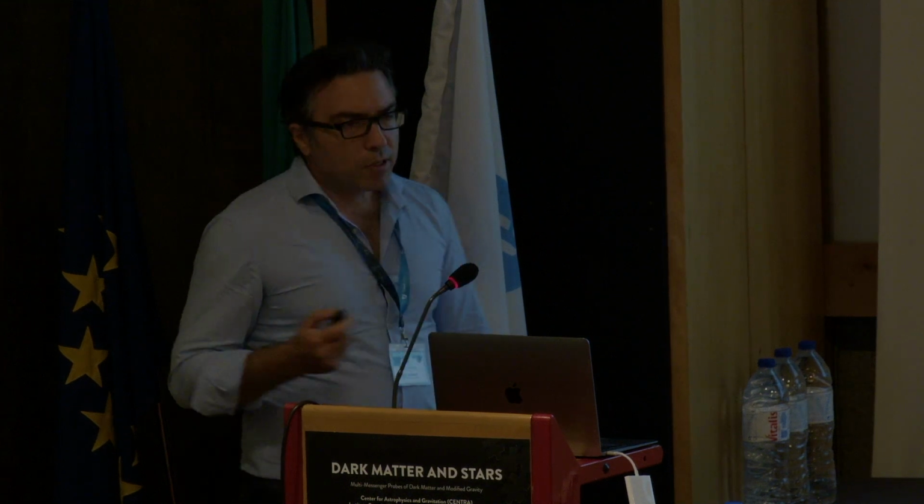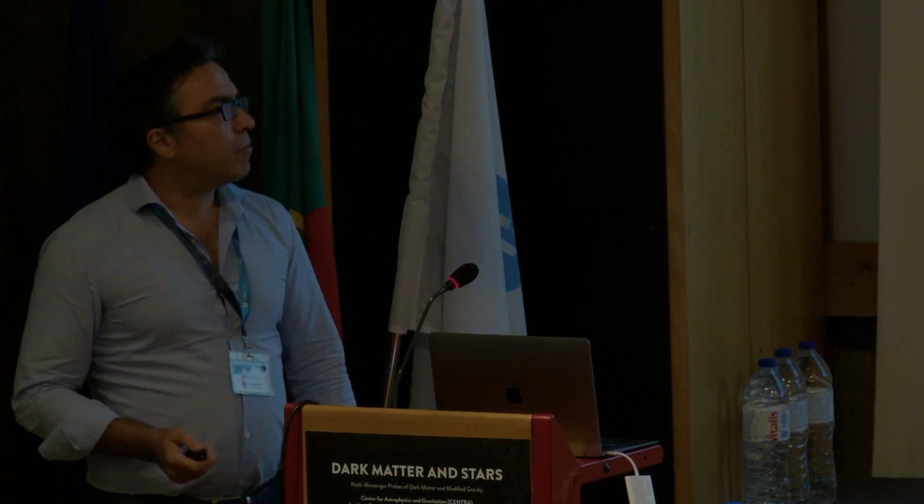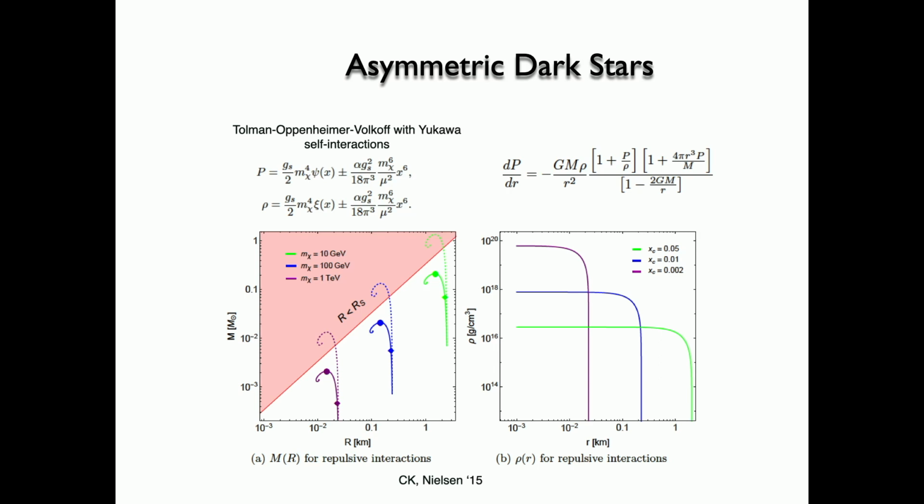So, for example, we can start with asymmetric dark matter and fermionic dark matter. One can, for example, assume that we take some Yukawa self-interaction between fermions, and we can write down an equation of state. So this is the pressure, this is the density, this is the part related to the Yukawa interaction. This x is basically the Fermi momentum over the mass of the particle. So we assume that this is a degenerate Fermi gas.